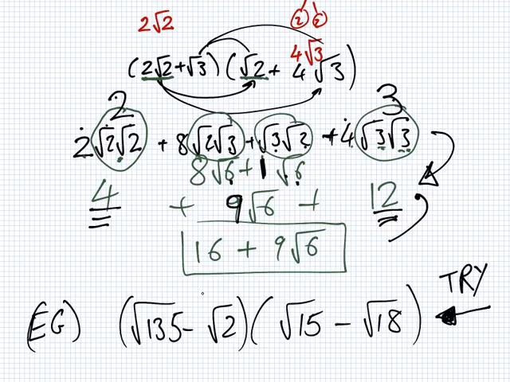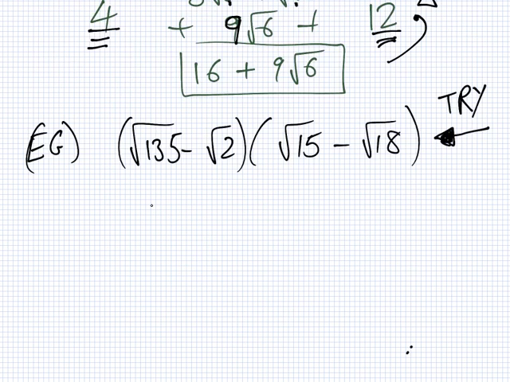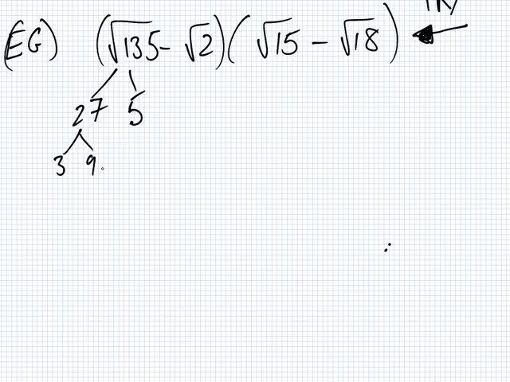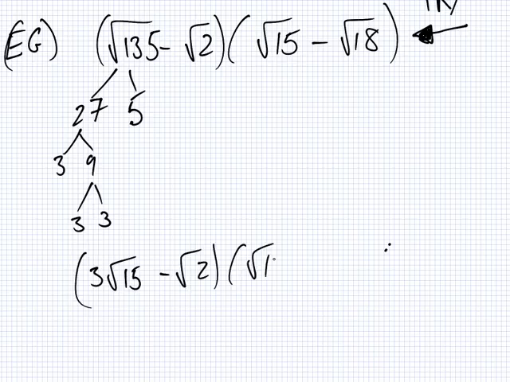Okay, so let's see what we get. So that's going to be 27 and 5? No. 9 and... 3 and 9. Oh, 3 and 3. So this will be 3 root 15 minus root 2. Root 15. Now this is 9 and 2, isn't it? So 3 root 2.